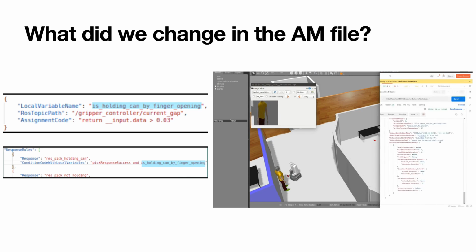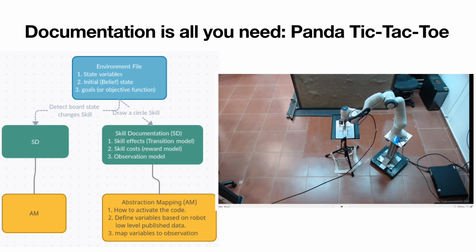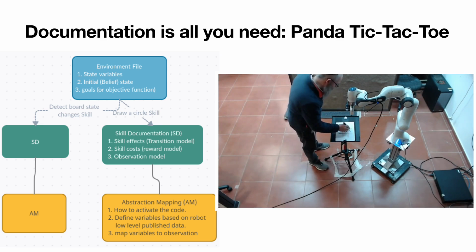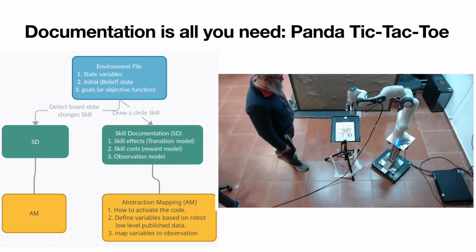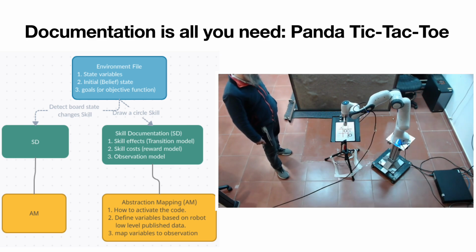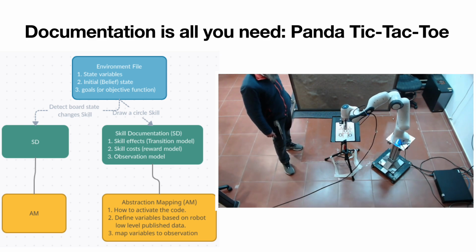In our next example, a panda cobot needs to play tic-tac-toe against a human. It got two basic skills, one to draw a circle in each of the cells and another one to detect the board state after a change. We documented both those skills with SD and AM files according to the file tree on the left-hand side, and we used the environment file to define the winning and losing states. Everything else worked out of the box.